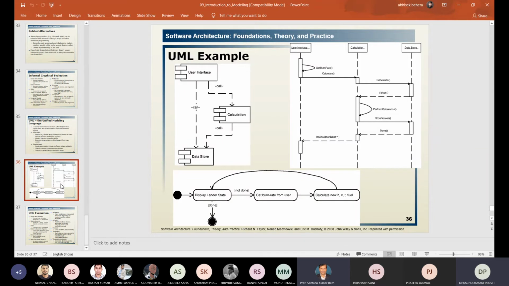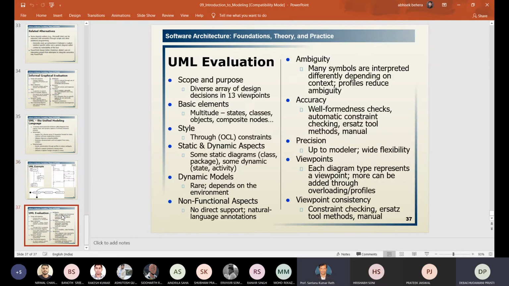First, calculate the new values. Now we will get back with the new values of height, velocity, time and fuel. Then display the lunar lander state, with the bond rate provided by the user. Okay, these are some UML diagram examples.